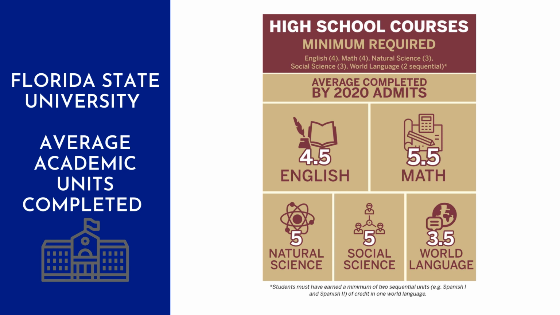As an example, here is a graphic that can be found on the Florida State University admissions website. While the minimum requirements to be accepted to FSU are as we just discussed, those minimums are not typical of an admitted student. For example, instead of 3 social studies classes, the average admit has taken 5 social studies classes. When it comes to college admissions, you should not be thinking about what is the minimum that I can do to be accepted. Instead, you should be thinking about how you can set yourself apart in the process and how you can be best prepared for college when you get there.